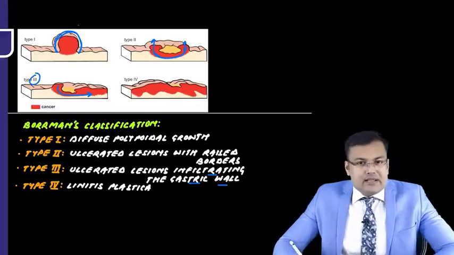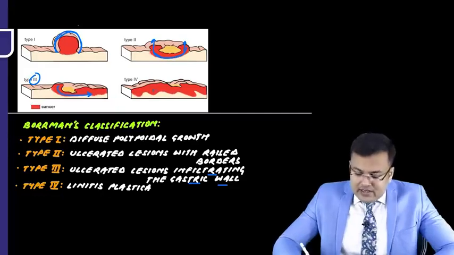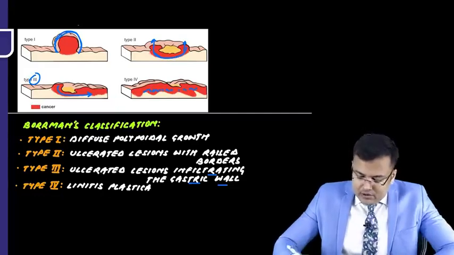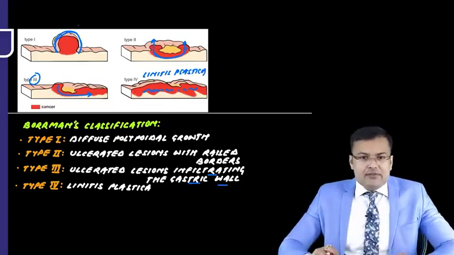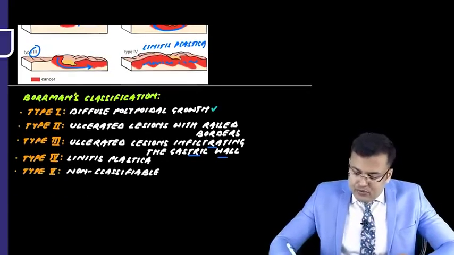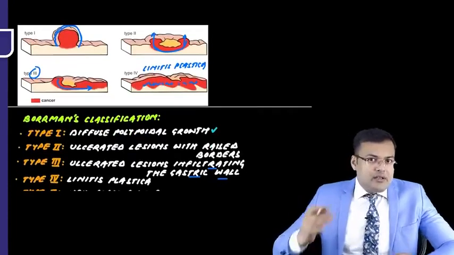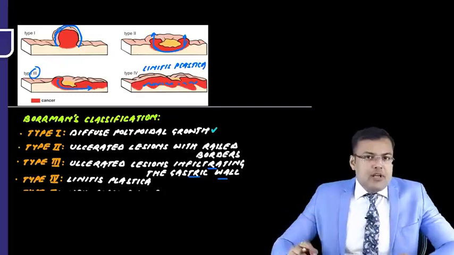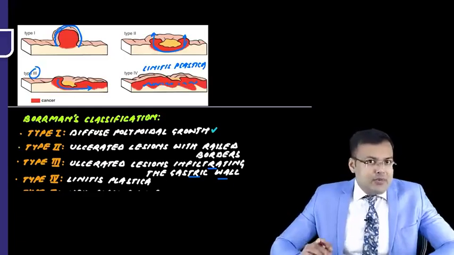And you can see type 4. Type 4 is Linitis plastica. What happens in Linitis plastica? There is leather bottle stomach, so there is extensive fibrosis in the submucosa. Clear? And whenever it cannot be classified in any of these four, that is type 5. So type 1, diffuse polypoidal growth. Type 2, ulcerated lesion with raised borders. Type 3, ulcerated lesion infiltrating the gastric wall. Type 4, Linitis plastica. And type 5, which is non-classifiable. So this is Borrmann's classification.